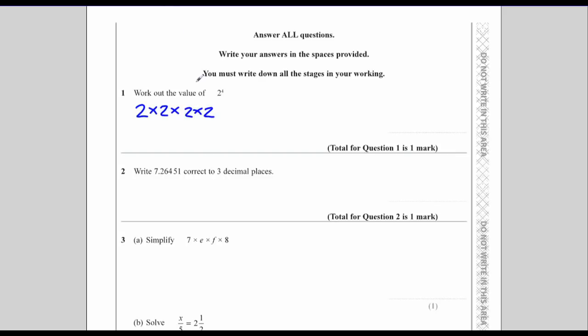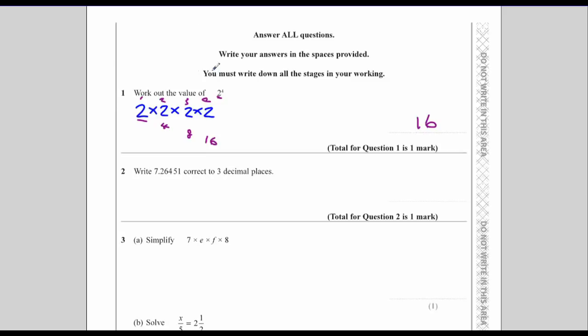Like I said, the big number is the number that you're multiplying, and 4 is how many times you're doing it. 1, 2, 3, 4. 2 times 2 is 4, times 2 again is 8, times 2 again is 16. So your final answer, 16.